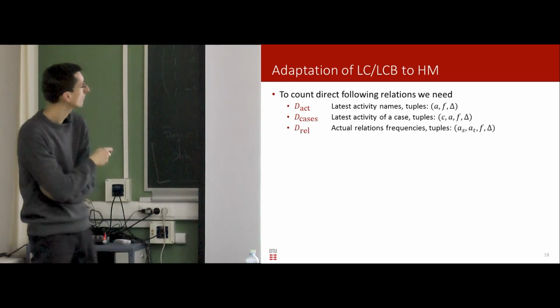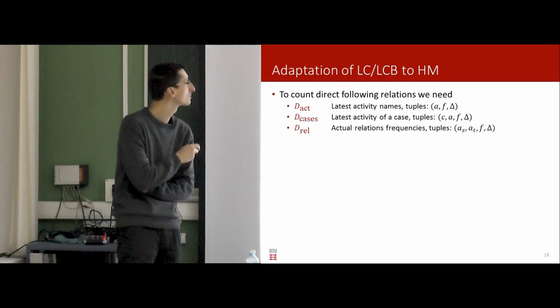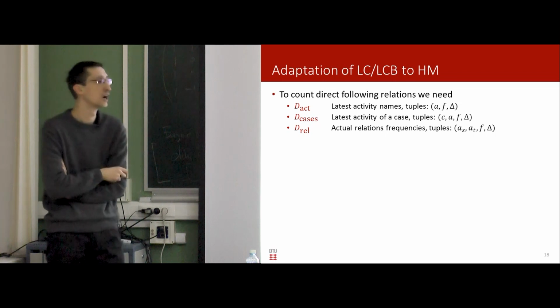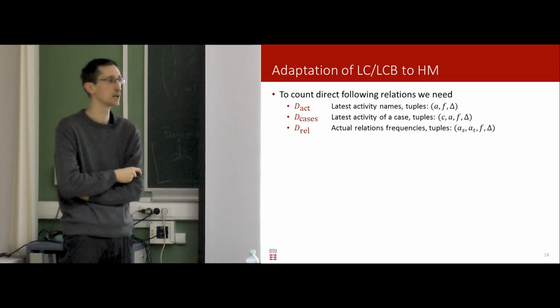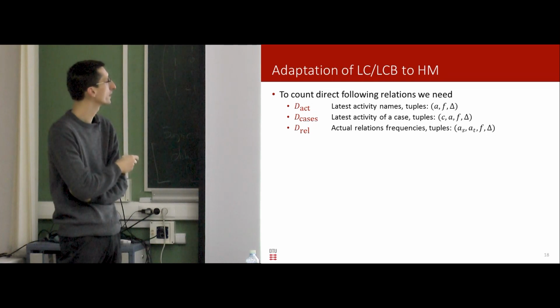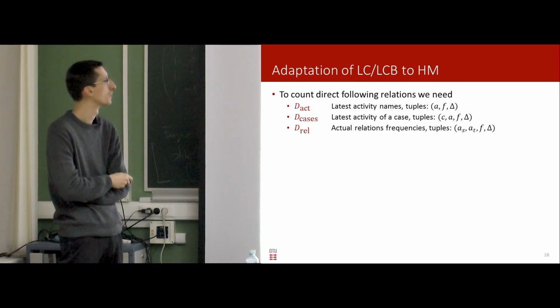Okay, so how do we reduce the problem? Well, we constructed three data structures like those used by lossy counting. The first data structure basically contains the activities that we observed. So we have the activity name, their frequency, and our maximum error.